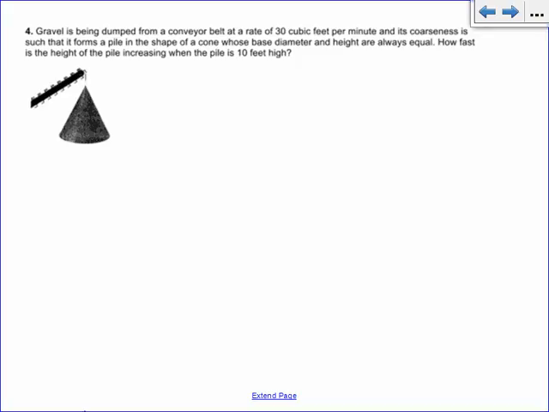All right, number 4. So gravel is being dumped from a conveyor belt at a rate of 30 cubic feet per minute, and its coarseness is such that it forms a pile in the shape of a cone whose base diameter is the same as its height. So the diameter is always equal to the height. Okay, so as it's falling, it's growing vertically, but it's also growing horizontally. Really, that doesn't often happen. So this gravel is very special. All right, so it says, how fast is the height of the pile increasing when the pile is 10 feet high?